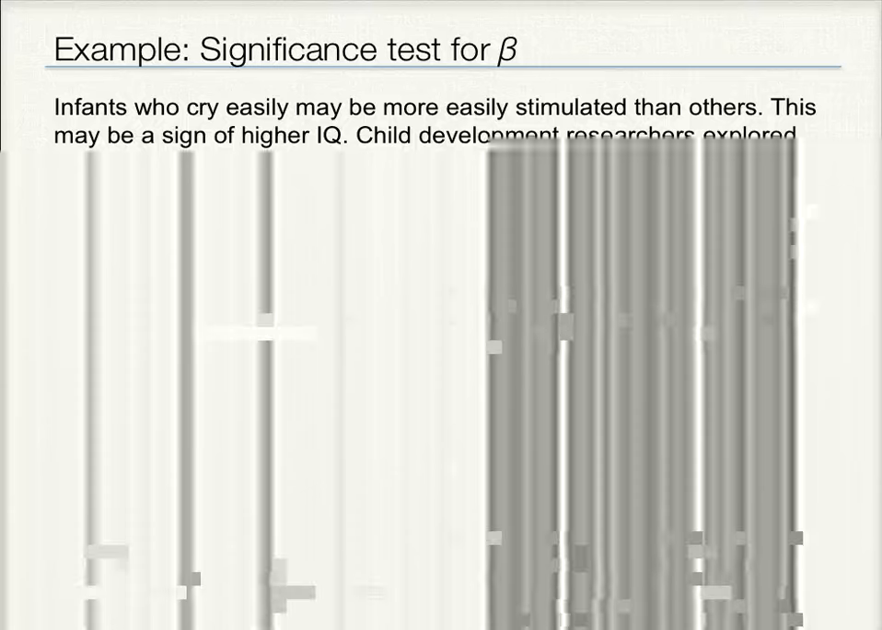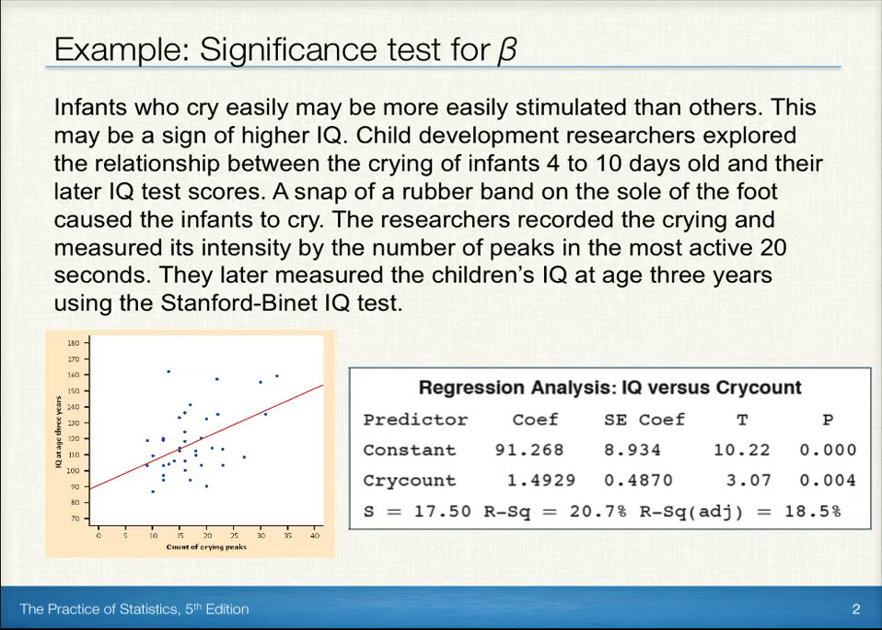The researchers recorded the crying and measured its intensity by the number of peaks in the most active 20 seconds. They later measured the children's IQ at age 3 years using the Stanford-Binet IQ test. Now a scatter plot and the Minitab output are shown here, and we can see in the scatter plot that we do have somewhat of an upward linear trend in the data. As the count of crying peaks increases, it does appear IQ increases as well. Our Minitab output will come in handy for performing our test.